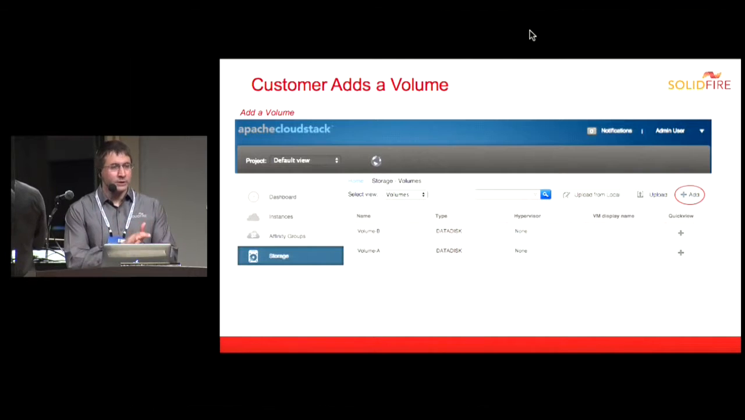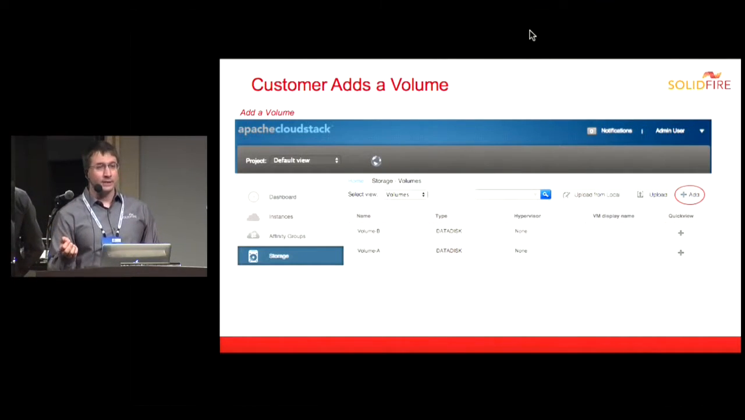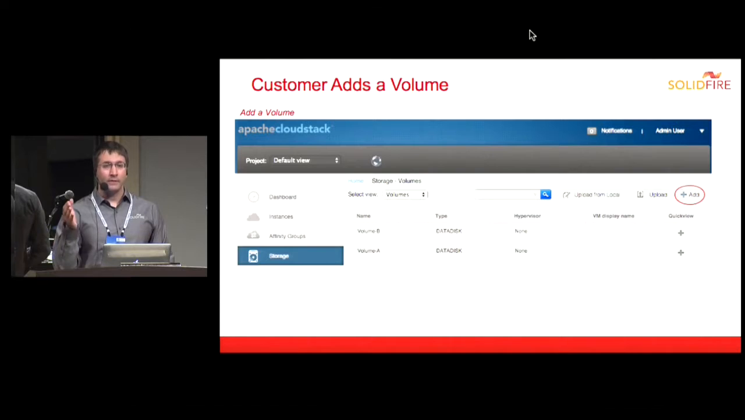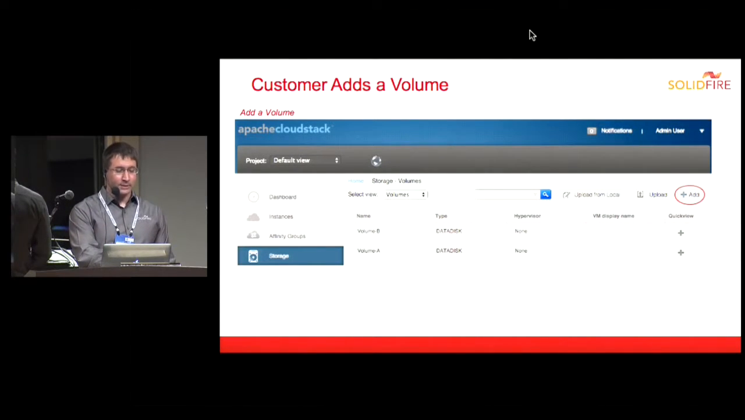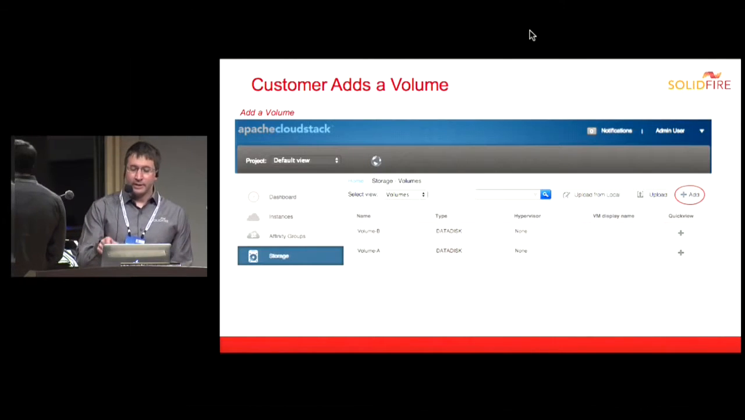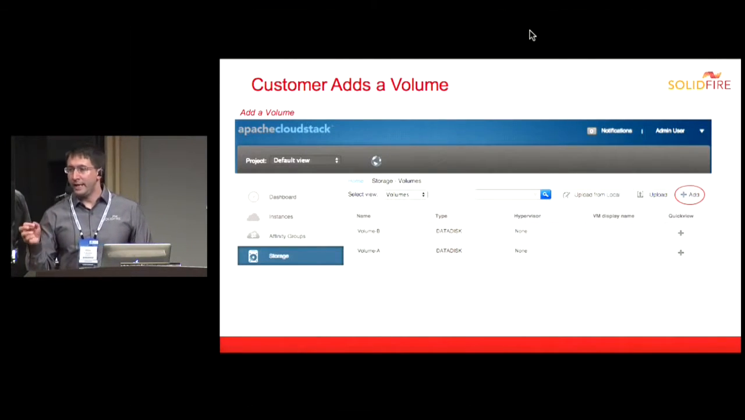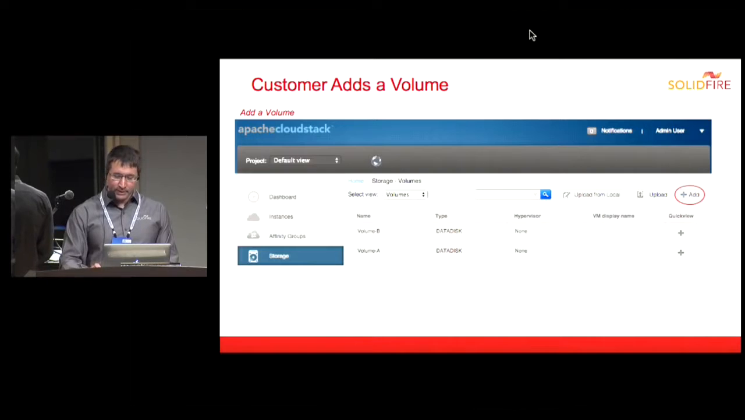Now we've got our disk offering, and let's say I'm a regular user. I've logged into CloudStack. I want to create a data disk. I want to have an extra data disk that I want to attach to one of my virtual machines. So what I do is I click on the Storage tab, and then in the upper right, I'll go ahead and click on the Add button, and that'll take me into the next dialog.